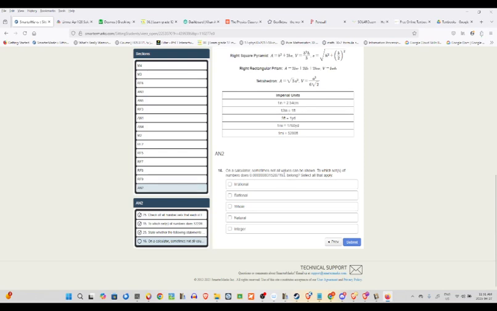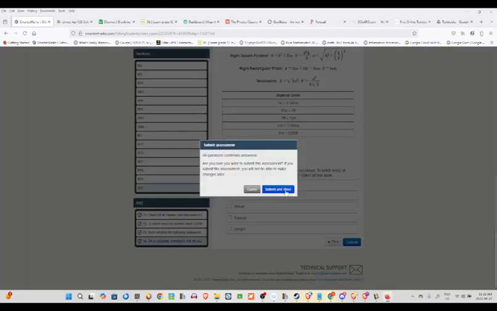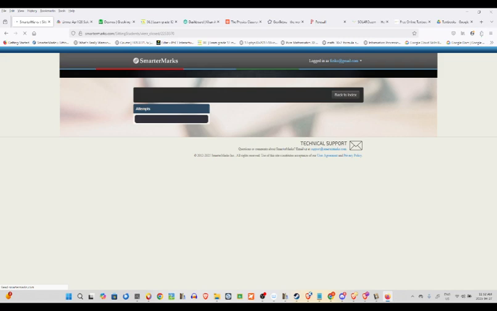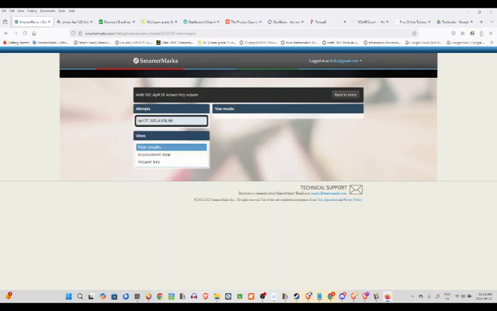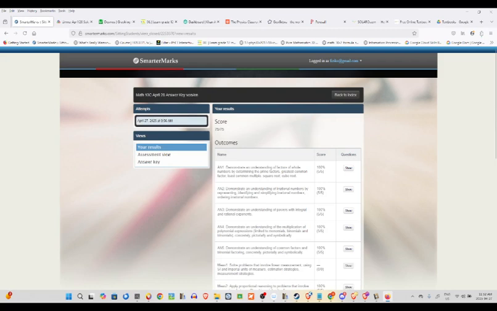All right, on a calculator, sometimes not all values can be shown. To which sets of number does this apply? There's no discernible pattern. There's 3 dots. That makes it irrational. And that should actually conclude the assessment. Let me just double check our last written response. Yep, it checks out. And there we go. That's that perfect score we're looking for.